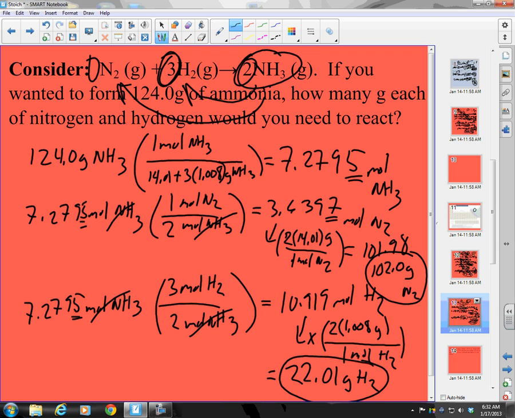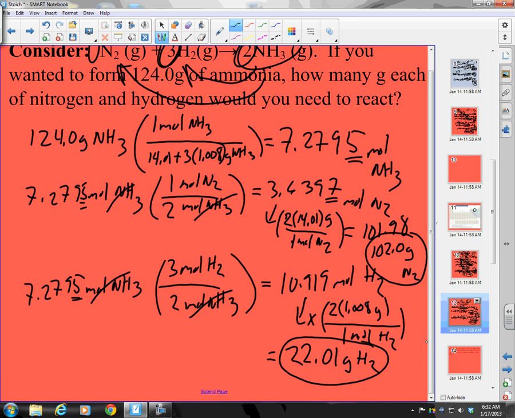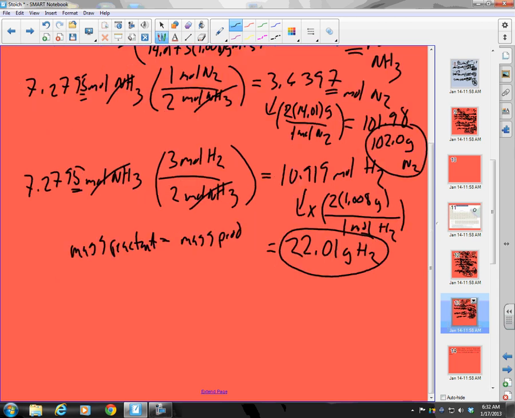And there's something called conservation of mass, right? If I look at the mass of my products and the mass of my reactants, the total mass of my reactants should equal the total mass of my products, right? That is the law of conservation of mass. So let's take a look.